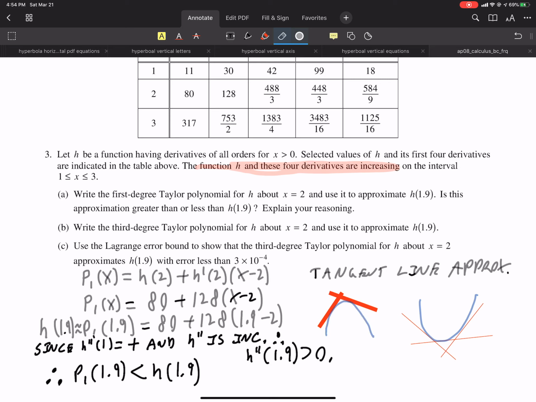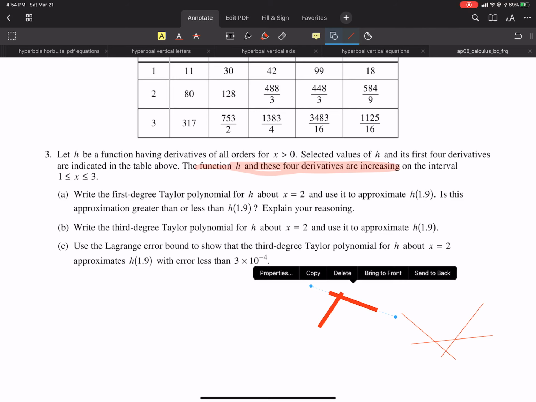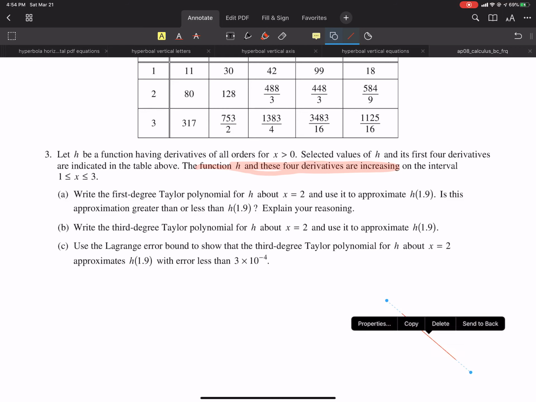Let's do part B. I don't know why the red lines aren't erasing. Oh, okay, I have to tap on it. Wait, I think I know. There we go.